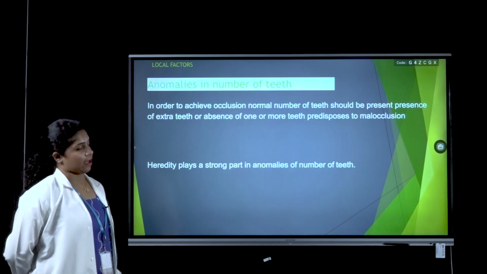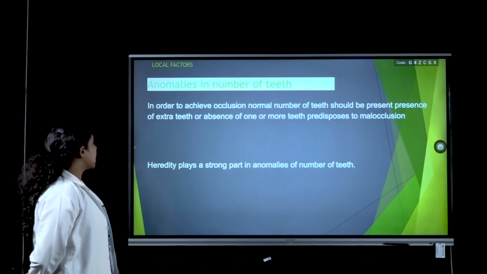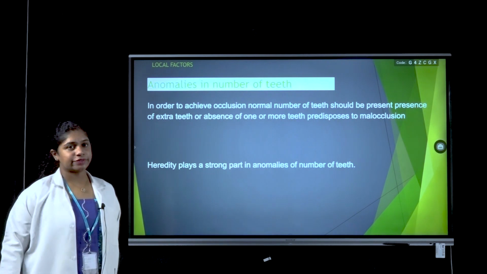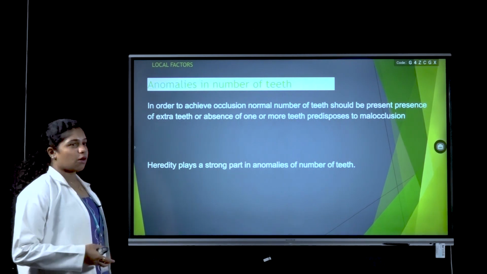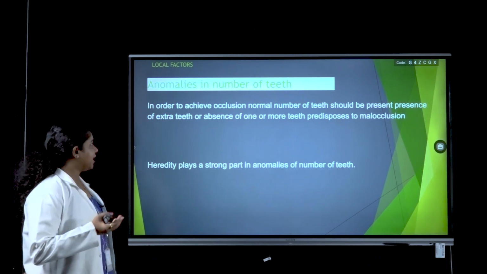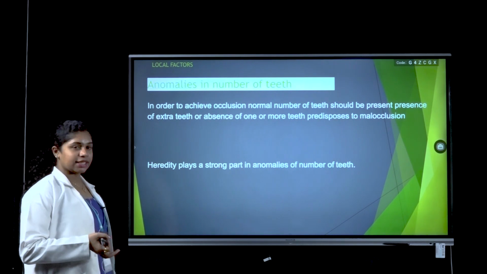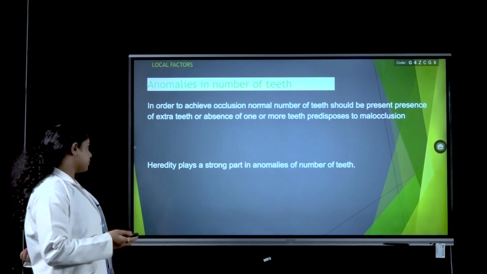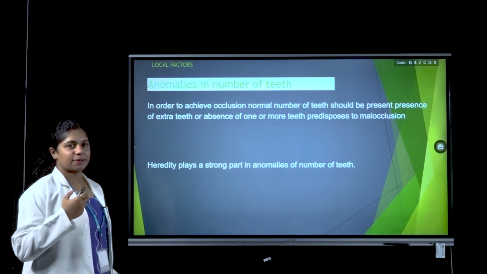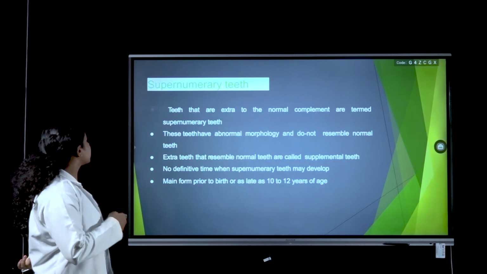Then coming to local factors. Local factors include anomalies in number of teeth. That is, in order to achieve proper occlusion, the number of teeth that are present should be proper. Any presence of extra teeth or absence of one or more teeth will lead to malocclusion. Heredity plays a very strong role in the anomalies in number of teeth.